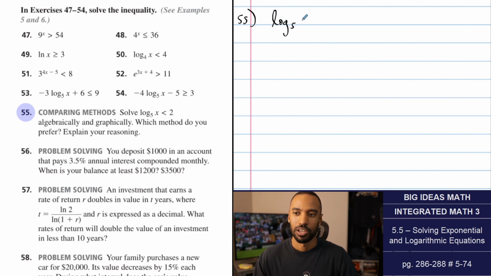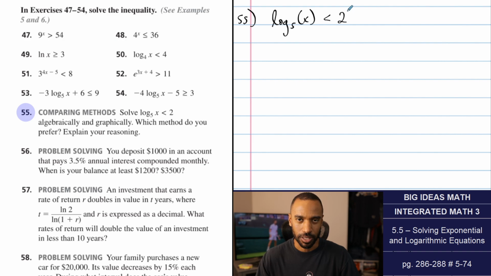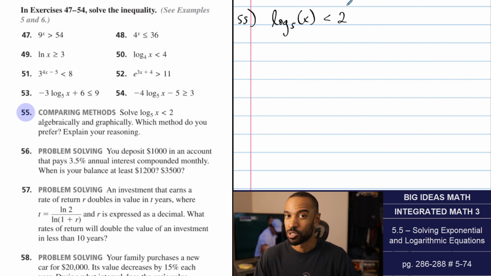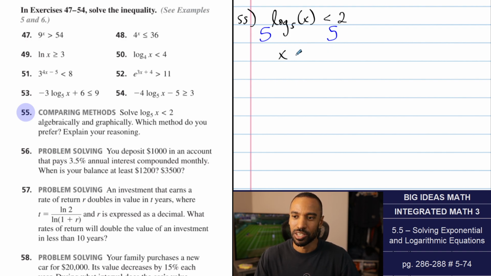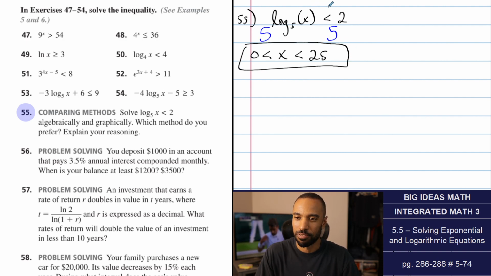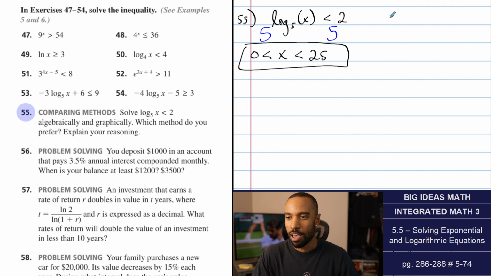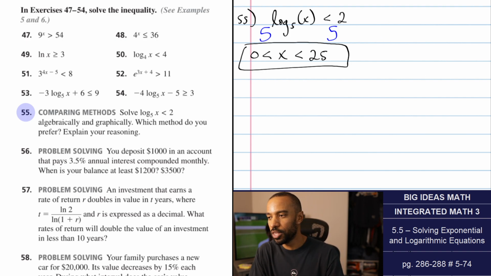Log base 5. There's no world in which this is a better thing to solve graphically, even with the graphing calculator. That being said, I'm going to solve it. Maybe we have to use the graphing calculator. I don't know. We can do the 5 thing right here. And this is x is less than 25, but it must be greater than 0 here as well. Right? Between 0 and 25. There's the algebraically part.